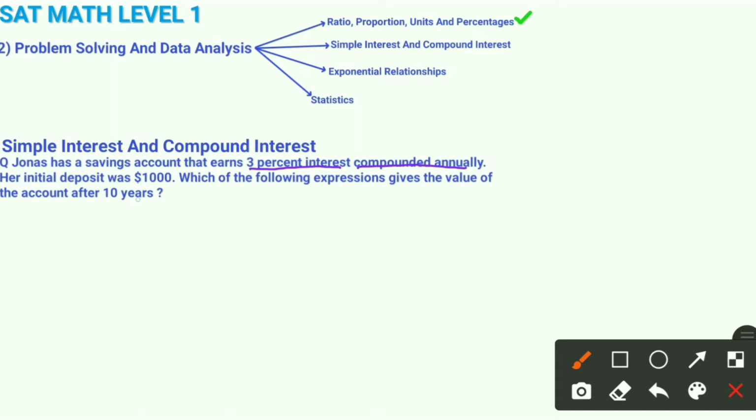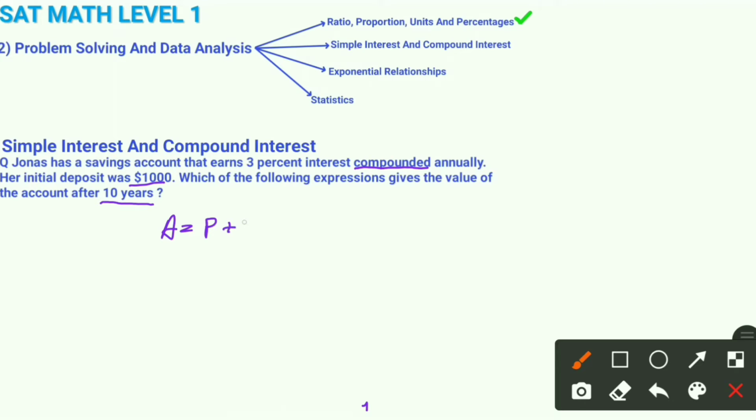Whenever you make interest, it is added to the original amount, and then from that amount you get an interest of 3%. The initial deposit was $1,000. Which of the following expressions gives the value of the account after 10 years? Let me say it this way: what is the value of the account after 10 years? So here I want to know the amount, and I've deposited $1,000.